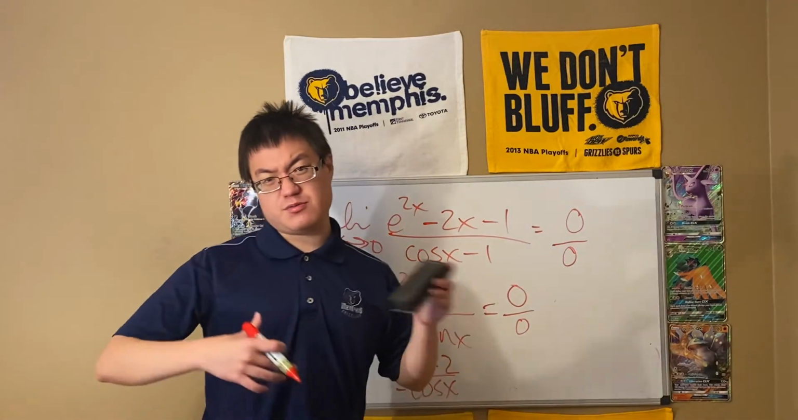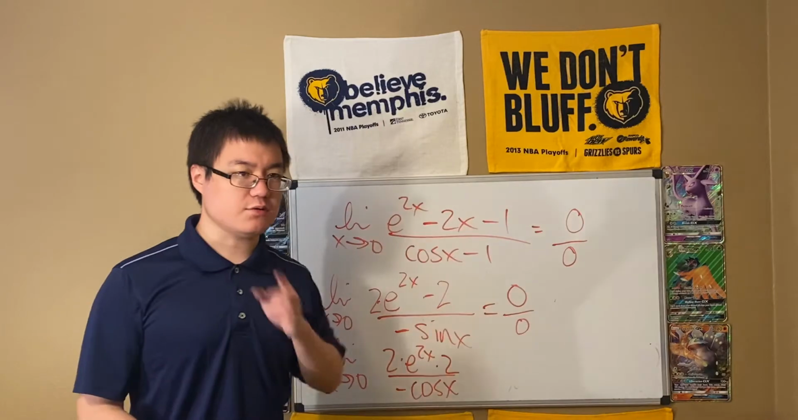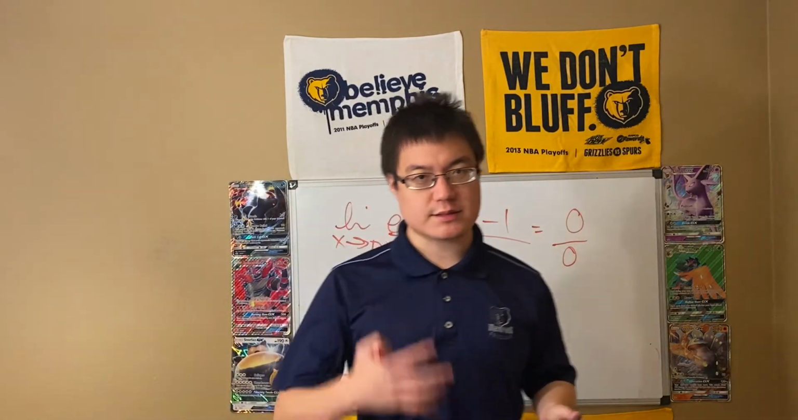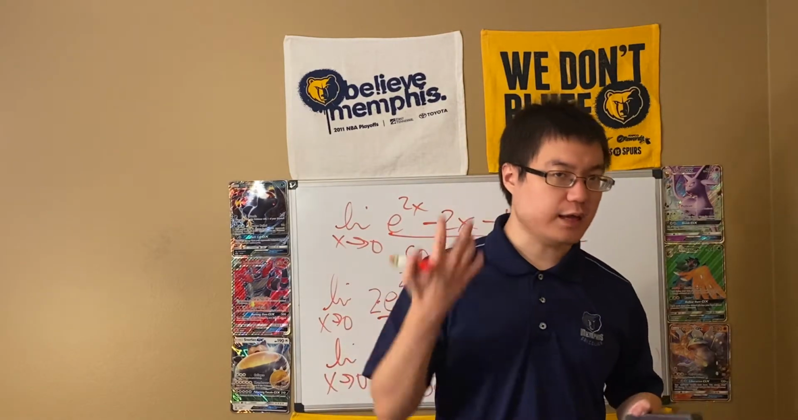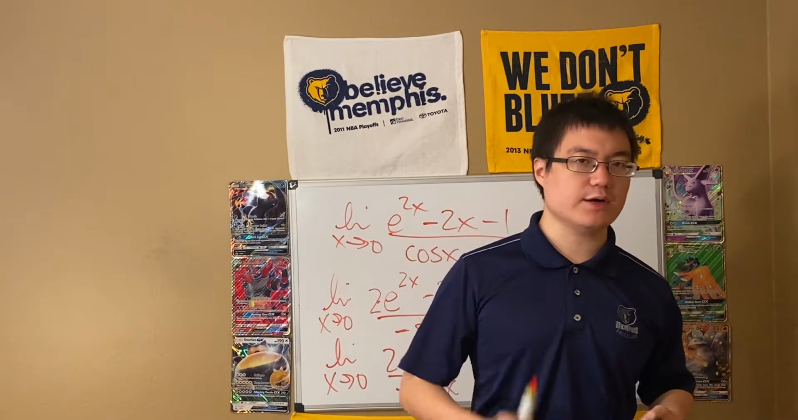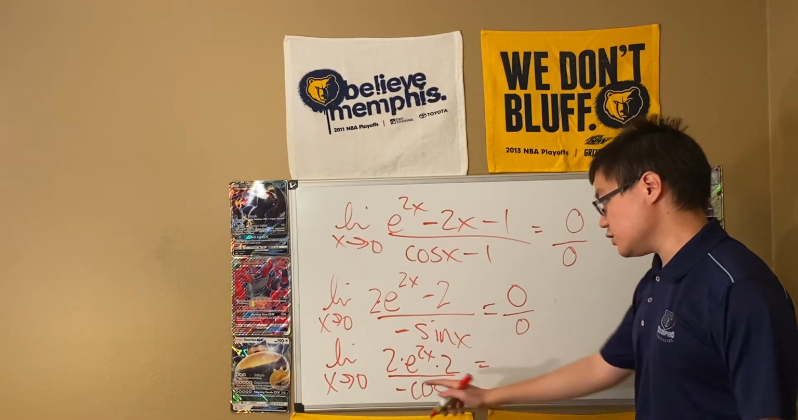If we had to do L'Hôpital's rule a third time, which fortunately we don't have to do, it would be another times 2. The derivative of e to the 2x is 2e to the 2x. Then the second derivative is 4e to the 2x, then 8e to the 2x, 16e to the 2x, and so on. But let's not worry about any of that. Let's just finish this question.